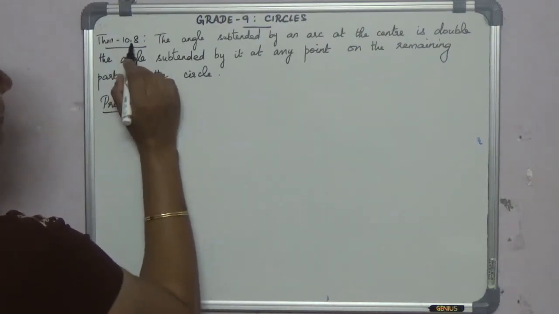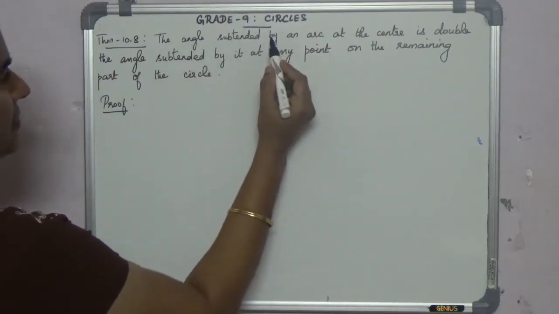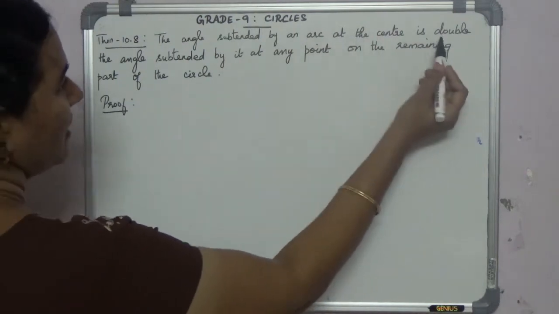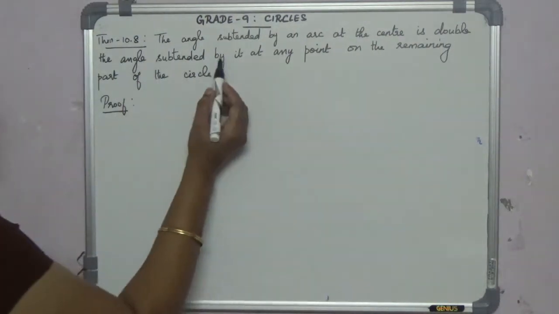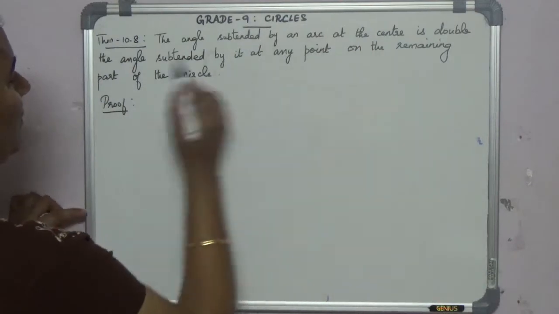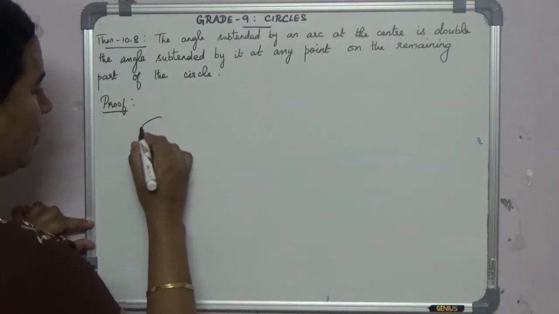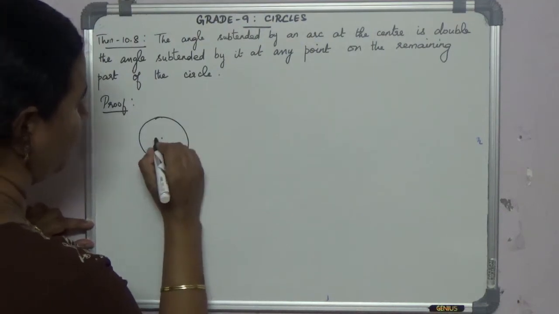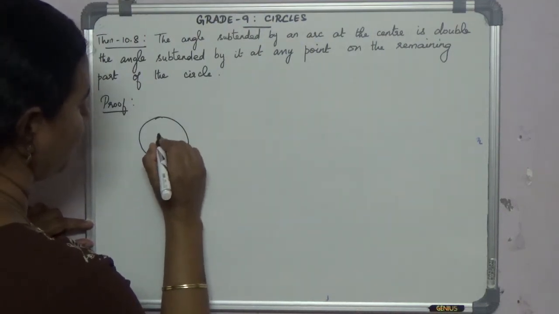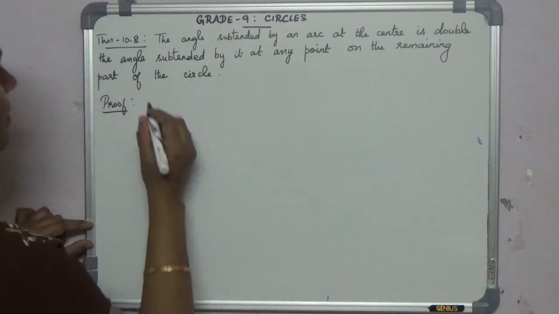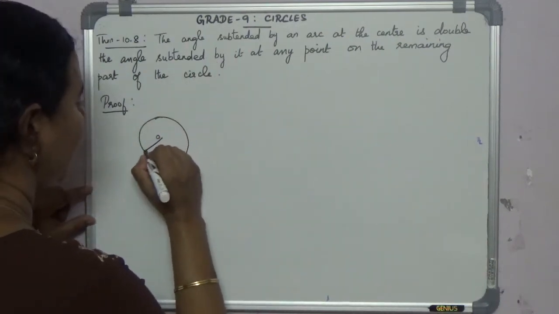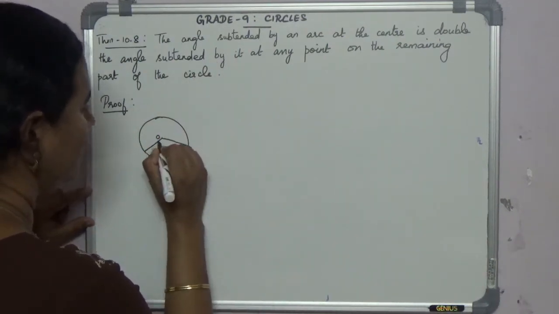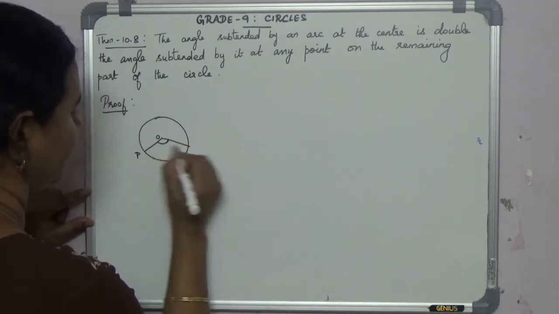This is theorem 10.8. The angle subtended by an arc at the center is double the angle subtended by it at any point on the remaining part of the circle. Now consider a circle and the center O. Now the angle subtended at the center. This is the angle subtended at the center.